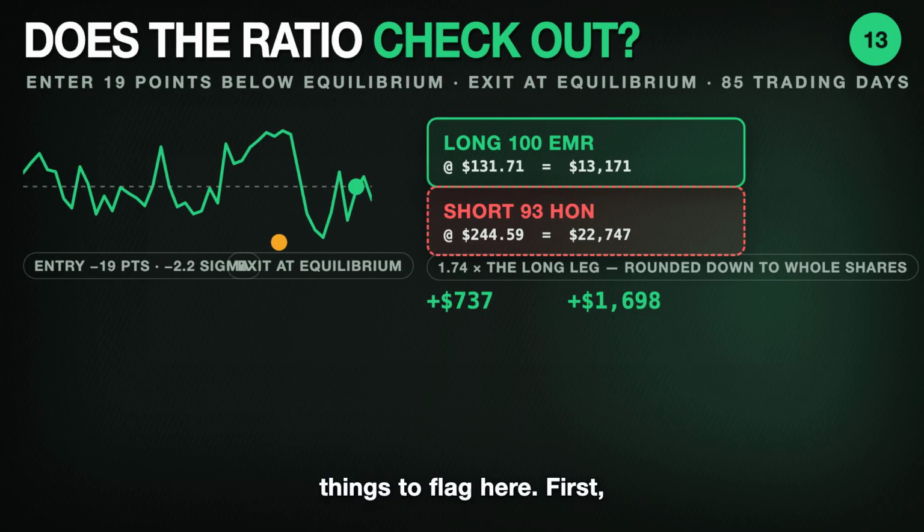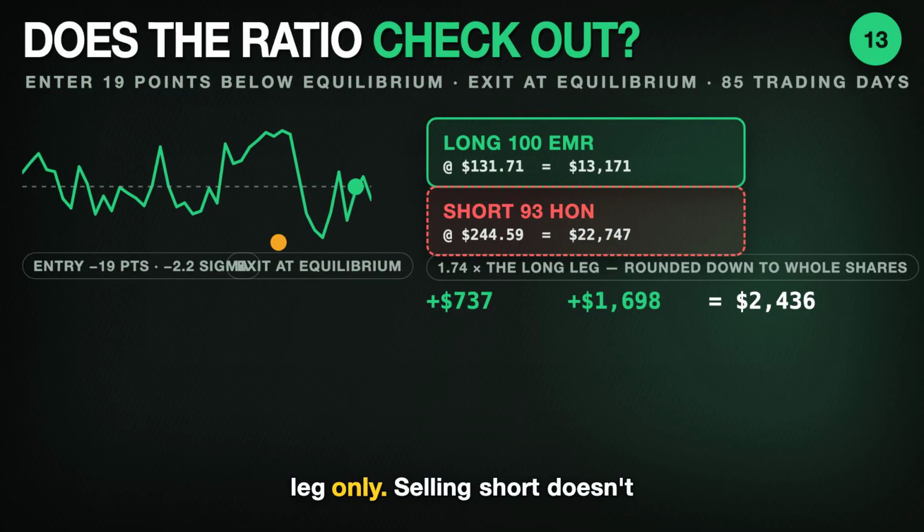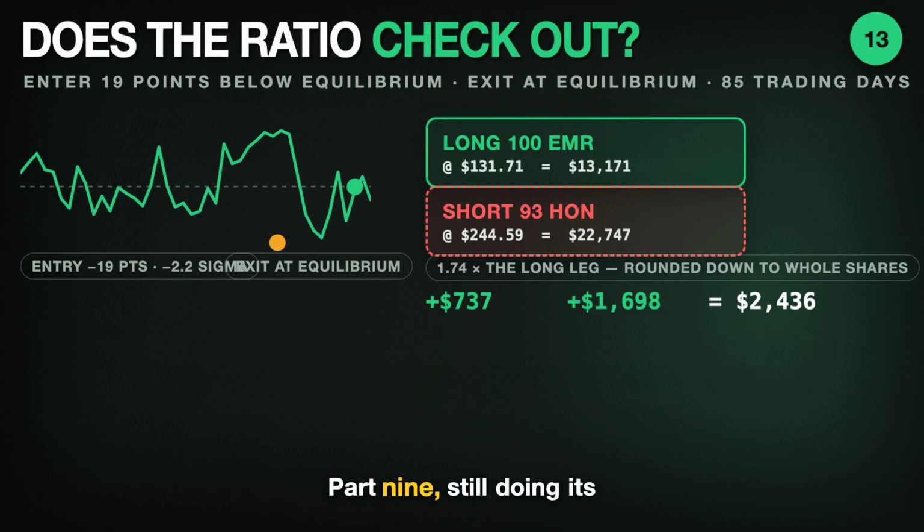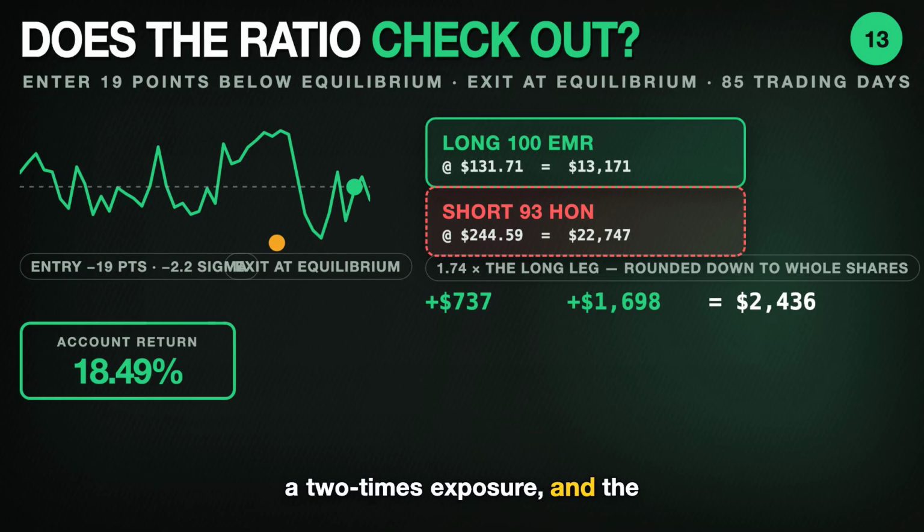Two things to flag here. First, the denominator is the long leg only. Selling short doesn't take cash out of the account, so the initial capital is what you spent buying. That's the leverage point from part 9, still doing its work. A pair is a 2 times exposure, and the percentage looks bigger because of it.